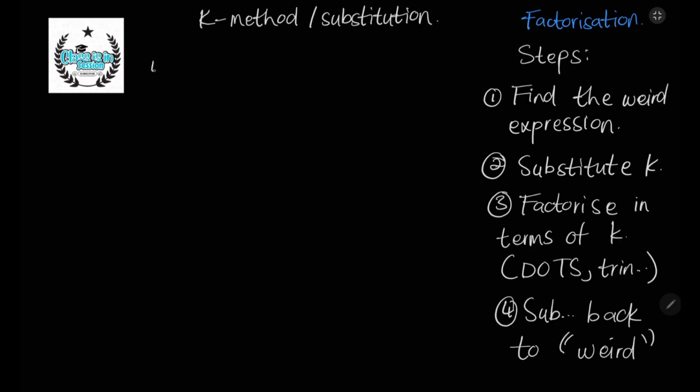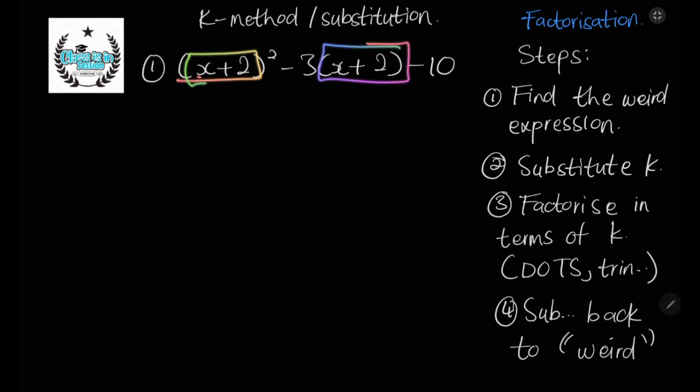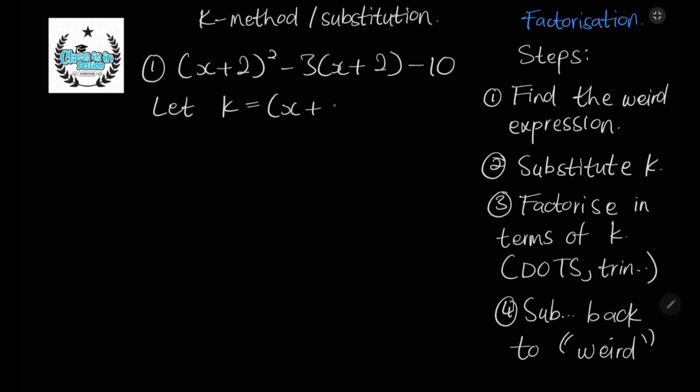Let's do (x + 2)² − 3(x + 2) − 10, the same example. Let's look at the weird part. The x + 2 and x + 2 make our expression look a bit more complicated. So let's find the weird expression. That's what we've done. Step 2, substitute k. We're letting our teacher know, so you have to specify: let k be x + 2, or let x + 2 be k.